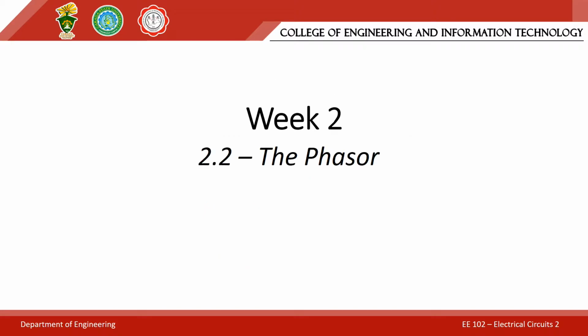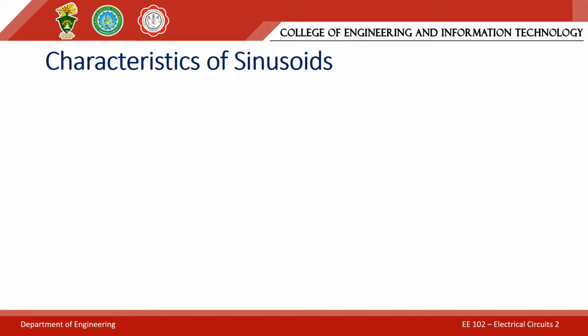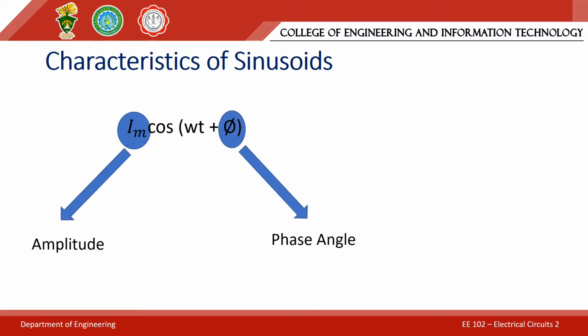Now that we have discussed the basic components of sinusoidal signals, we are ready to discuss another interesting topic in electrical circuits, which is phasor. A sinusoidal current or voltage at a specified frequency has two parameters, namely amplitude and phase angle. For example, assume the sinusoidal form of current i(t) is equal to Im cosine(omega t plus phi).